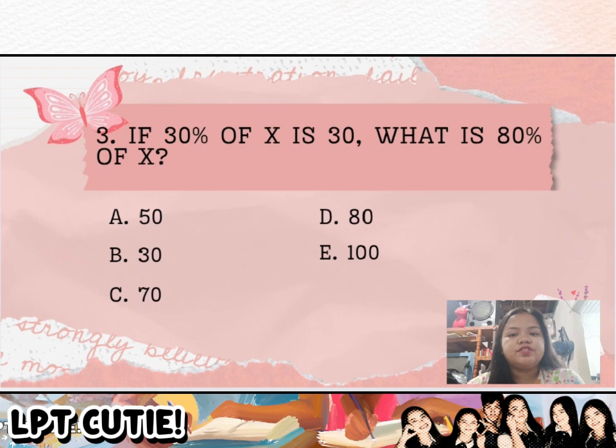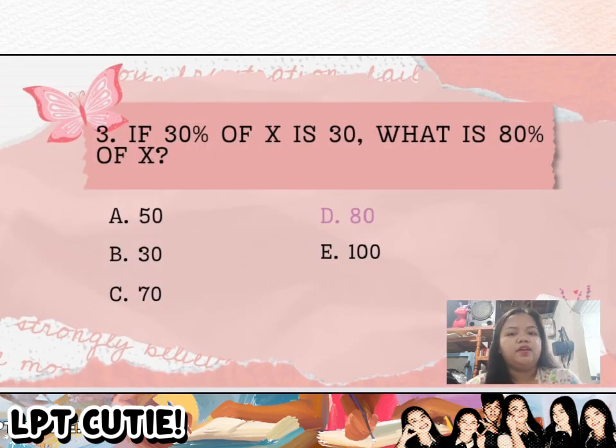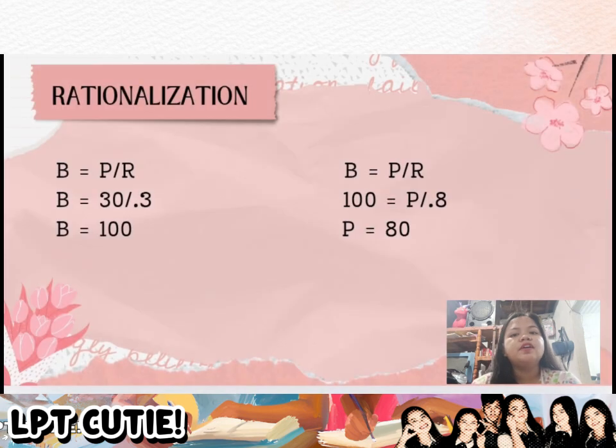Okay, so the correct answer is letter D, 80. So why or how did it come up? So why 80 is the answer? Okay, so here is the formula that you are going to use when you solve this question. So the formula is B equals P divided by R. So okay, so let's substitute. So our P there is 30 and our R there is 0.3. It is the equivalent of when you convert percent to decimal point. So the 30% is equivalent to 0.3. So just divide 30 by 0.3 and the answer will be 100.